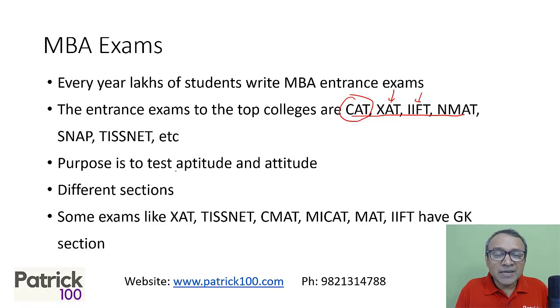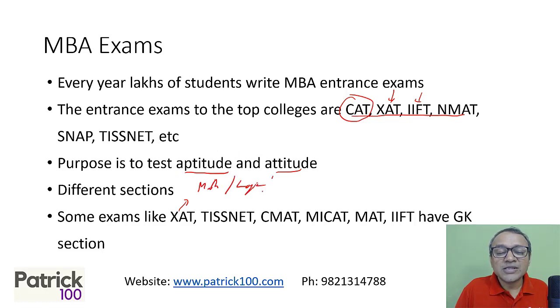Now, the purpose of the examination is to test both your aptitude and your attitude. Therefore there are different sections in different exams. For example, XAT has, apart from the mathematics section, the logic section and the verbal section, a separate decision making section. TISSNET and others may have GK, CMAT. These are the exams which are there.